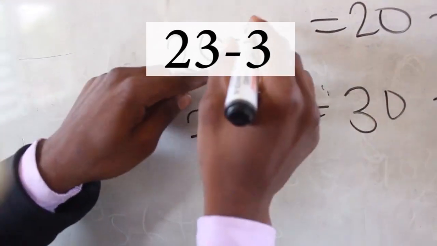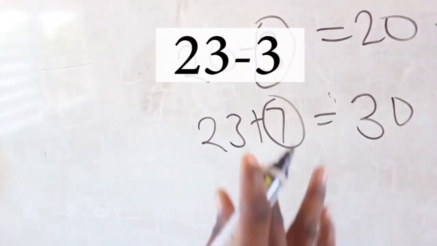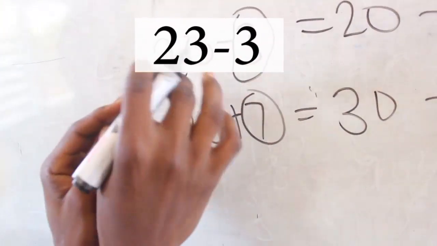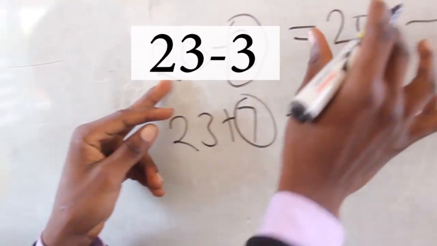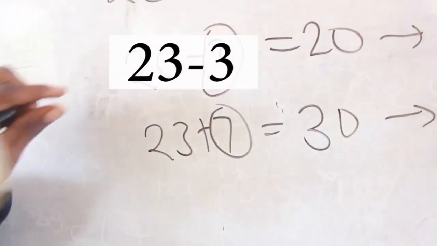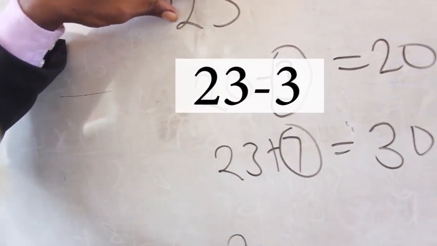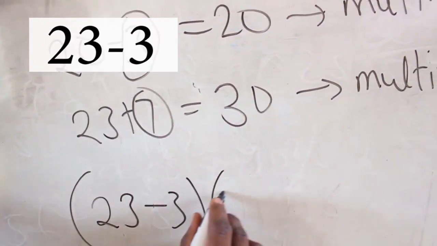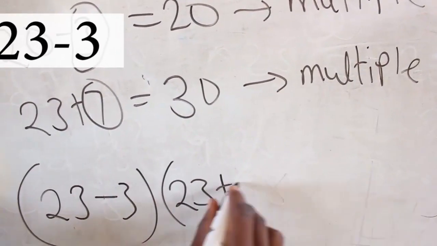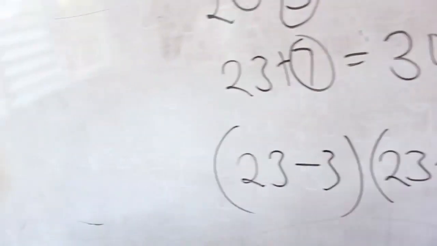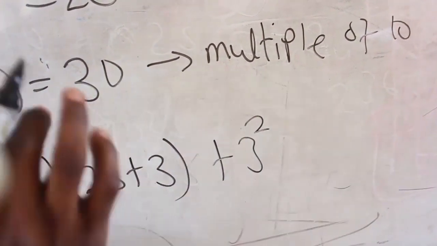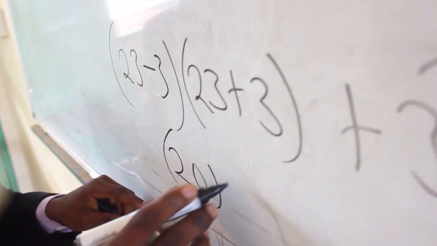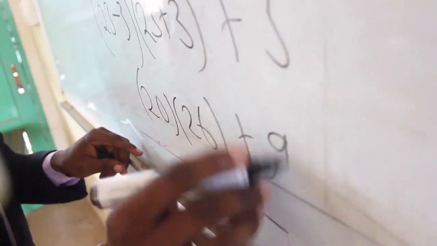Now, looking at 3 and 7, we see that 3 is the smallest number. So we deal with this. So it means that when we subtract 3 from 23, we are going to get 20, which is a multiple of 10. So we pick the 23, subtract 3 from it, multiply it by 23 plus 3, and then add the square of that number, which is 3. So now we're going to have 20 times 26 plus 9.